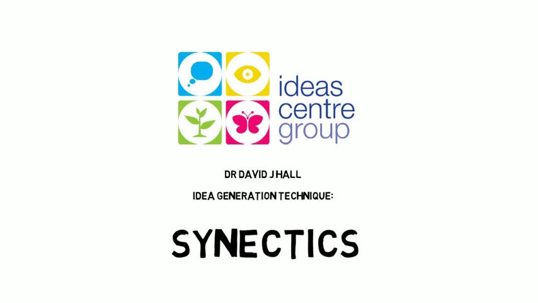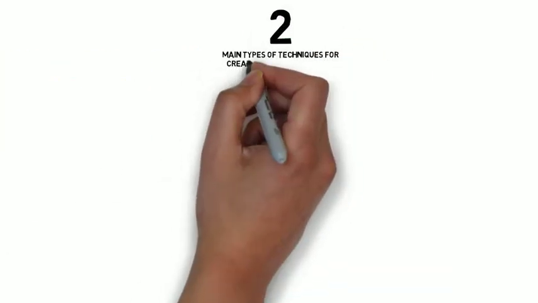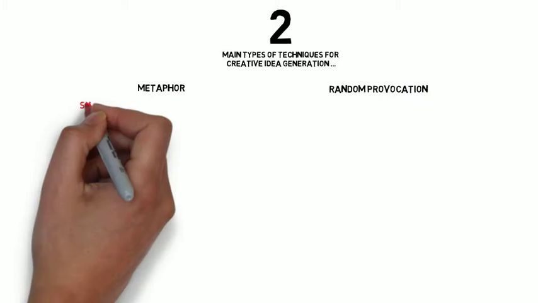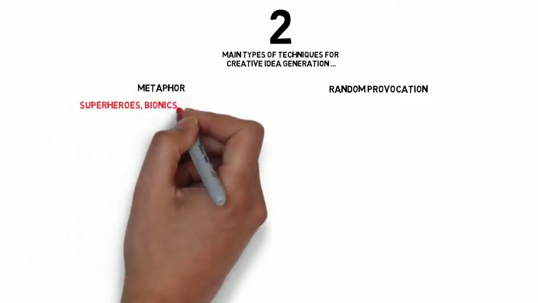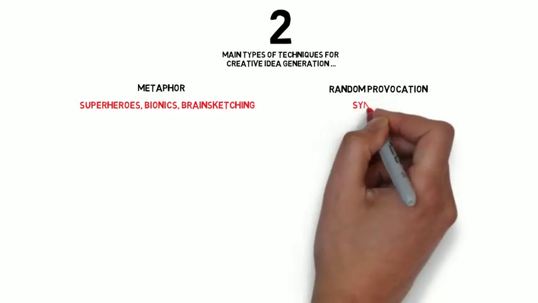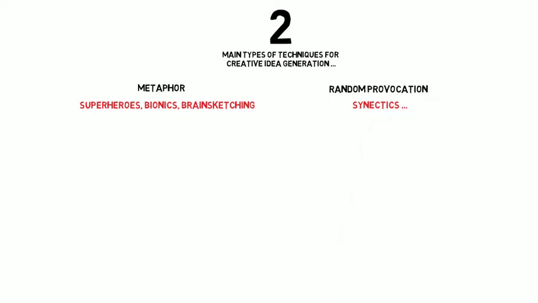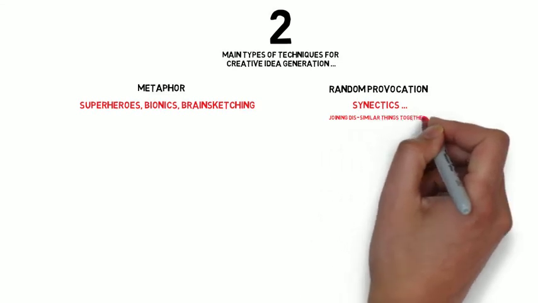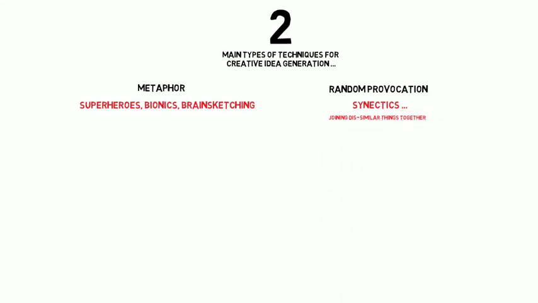Now, broadly speaking, there are two types of techniques for driving the creative process. One is based around metaphors and the other is based around random provocation. And in the metaphor category, you'll find things like superheroes, bionics, brain sketching. Within random provocation, most of the techniques are a form of this thing called Synectics, which is a term that is derived from two Greek words and means joining dissimilar things together, and hence the provocation.